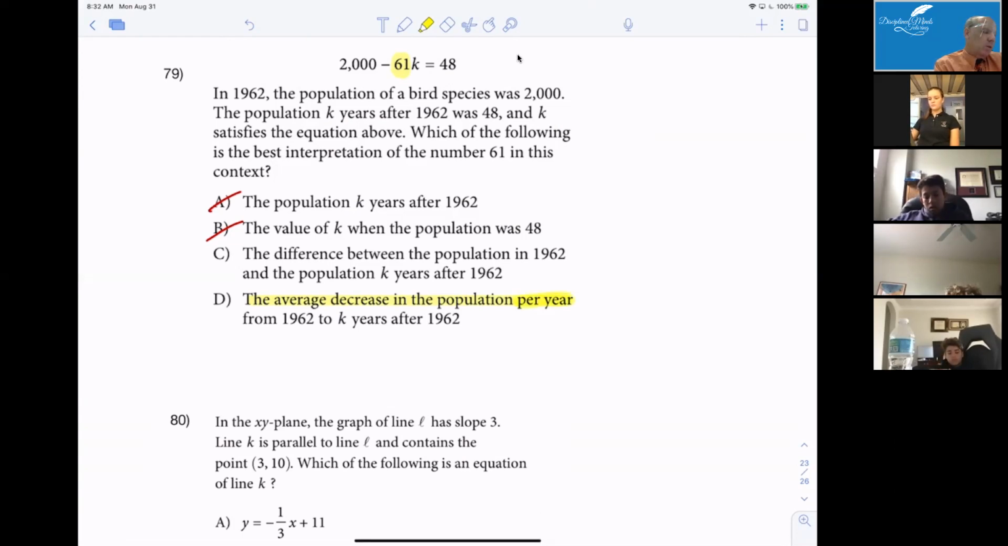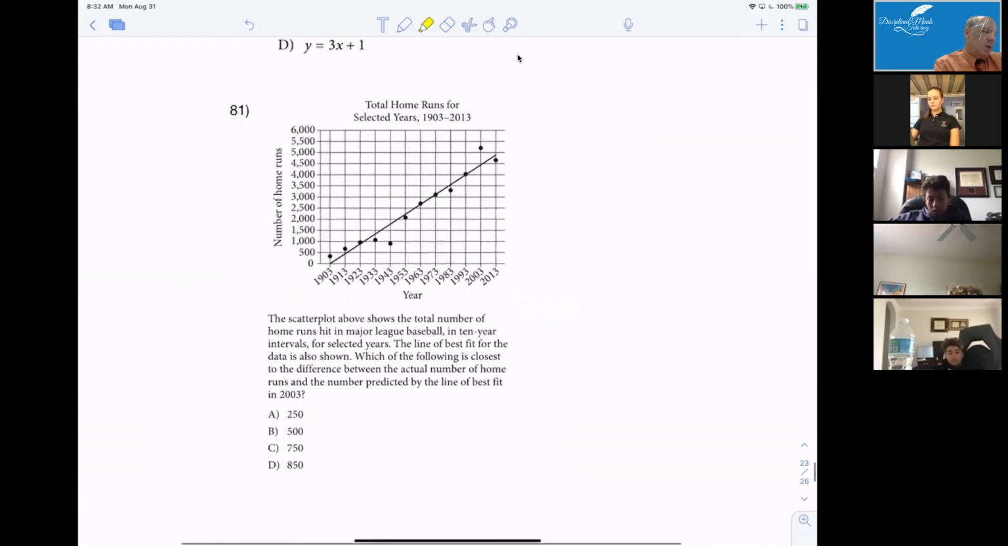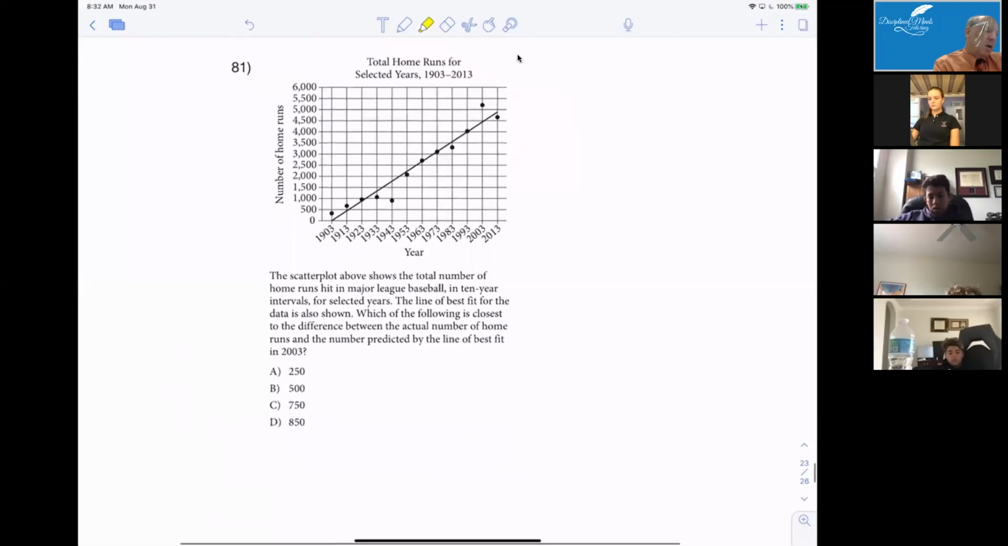All right, so here we go. Let's take a look at 81. Okay, so now we're going to review how to use your calculator to do the line of best fit. Grab your calculator. If you don't have your calculator, it's not working, don't worry about it. Just write the steps down maybe.